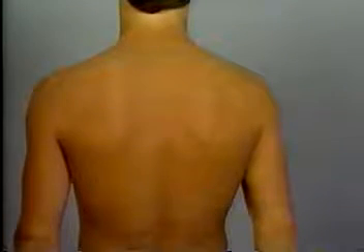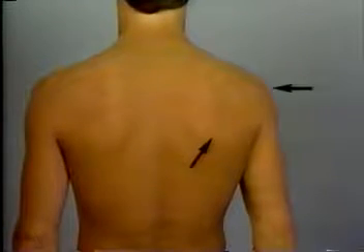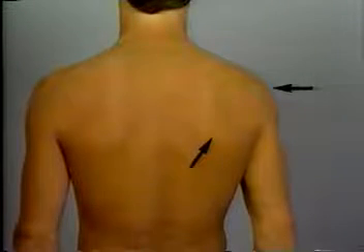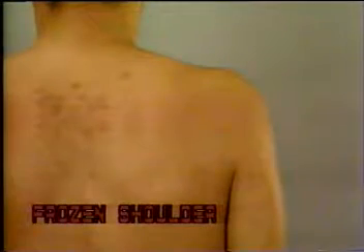Abduction. Abduction involves both glenohumeral and scapulothoracic motion. In this patient with a frozen shoulder syndrome, glenohumeral motion is restricted, but the patient may still be able to abduct to approximately 75 degrees using scapulothoracic motion.